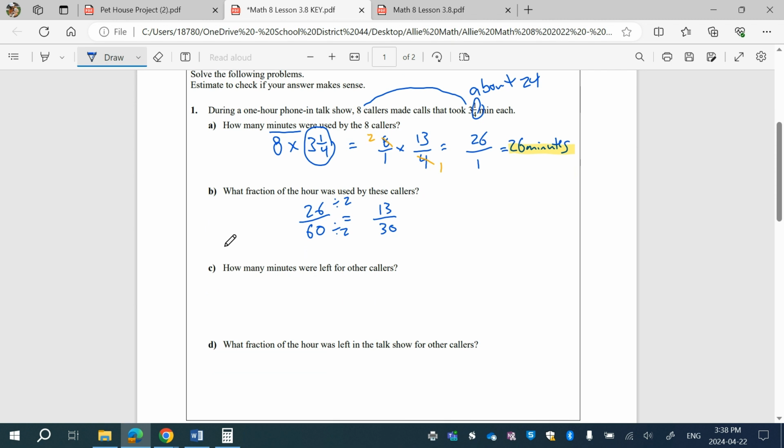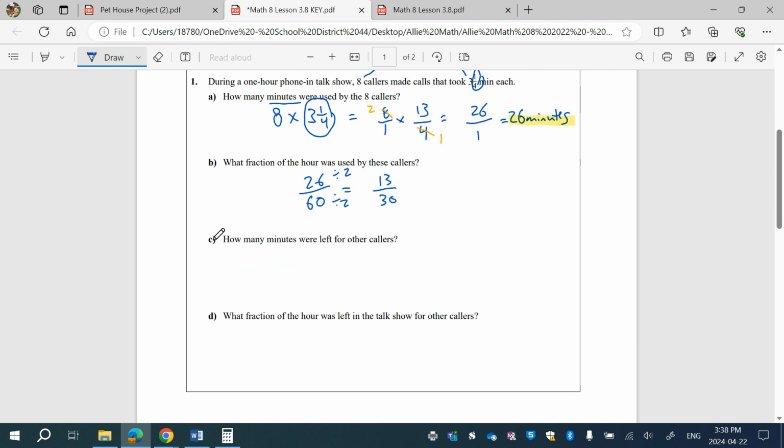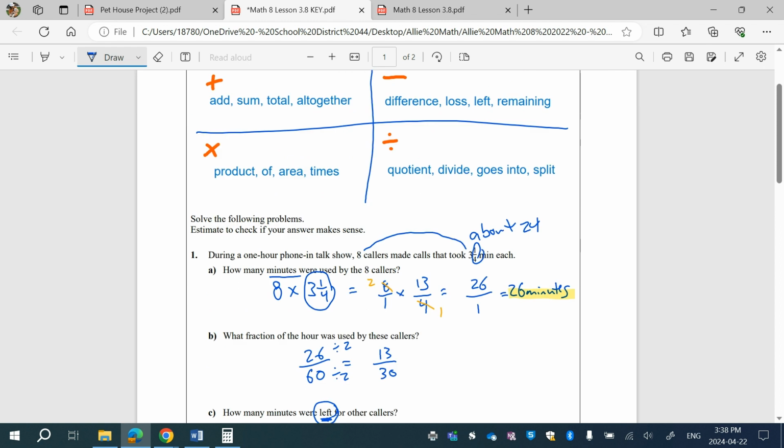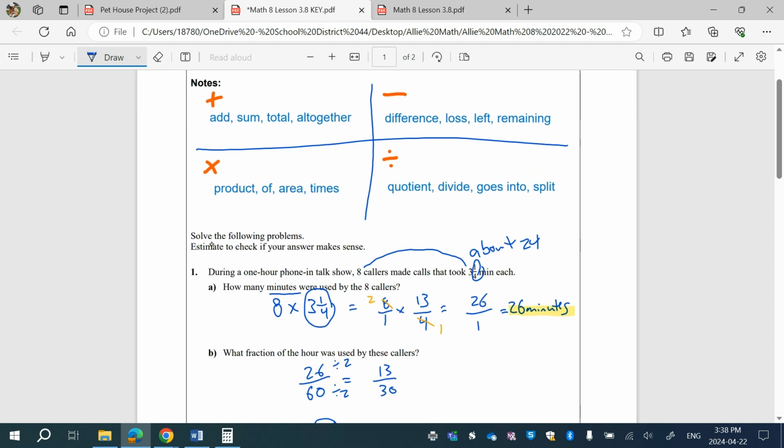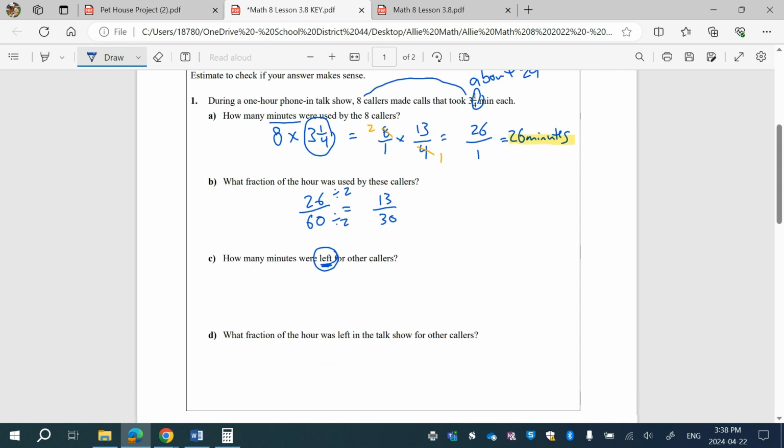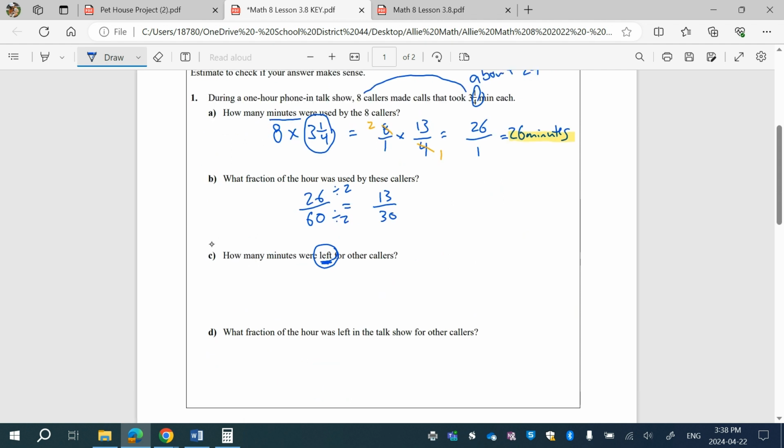Next, how many minutes were left for other callers? Okay, so let's look at the word left. Let's scroll up. Not always, but in this case, it's true. This is going to be a subtraction question. So we start with 60 minutes in an hour. We can subtract the minutes that were used, and the difference is what's left over. So 34 minutes.